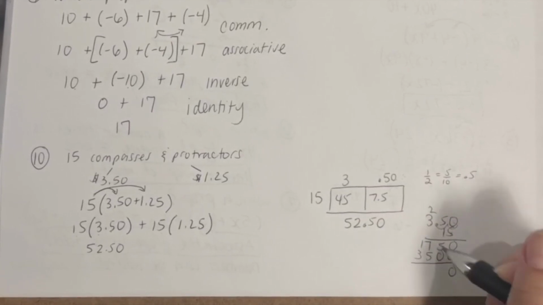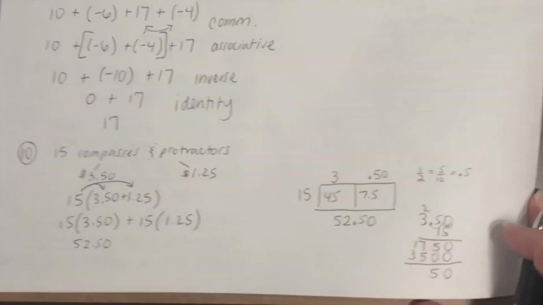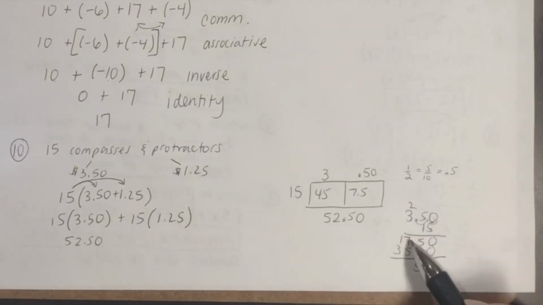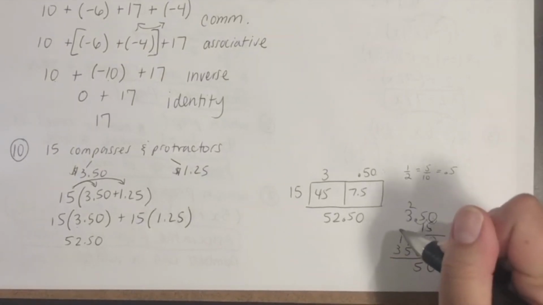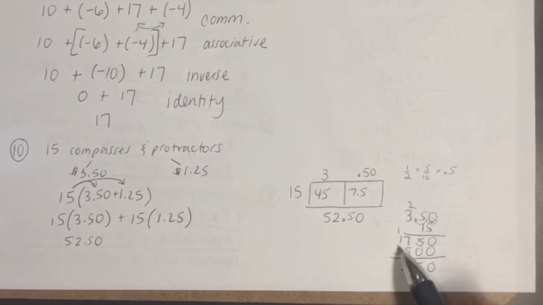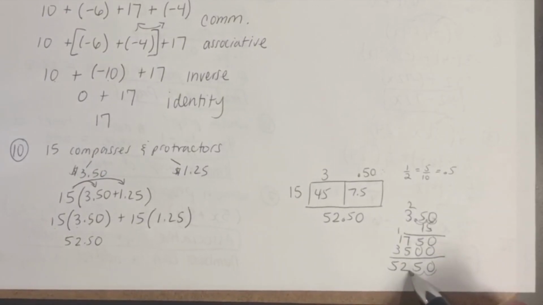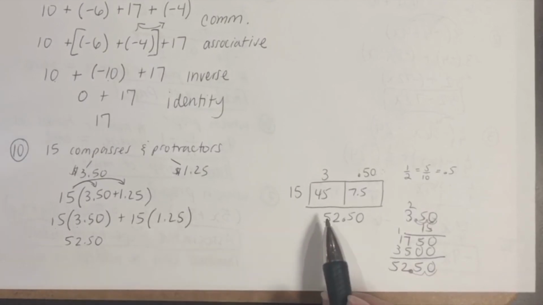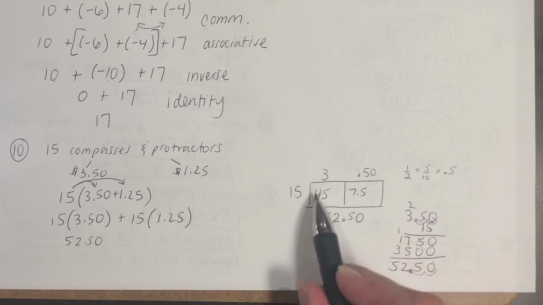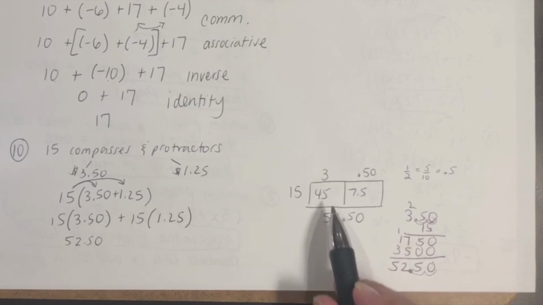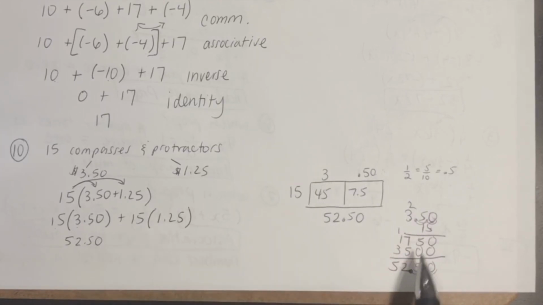So let's put this in first. So 0 and 0, 5 and 0. And then 7 and 5 is 12. 3, 4, 5. And then I've got 2 decimal places, 52.50. Since I can do a lot of this in my head, this way seems faster to me than doing this. But whatever works for you, you can use either method.